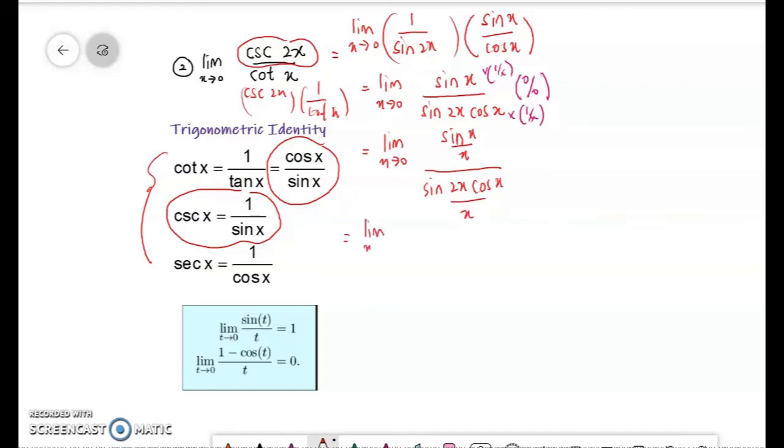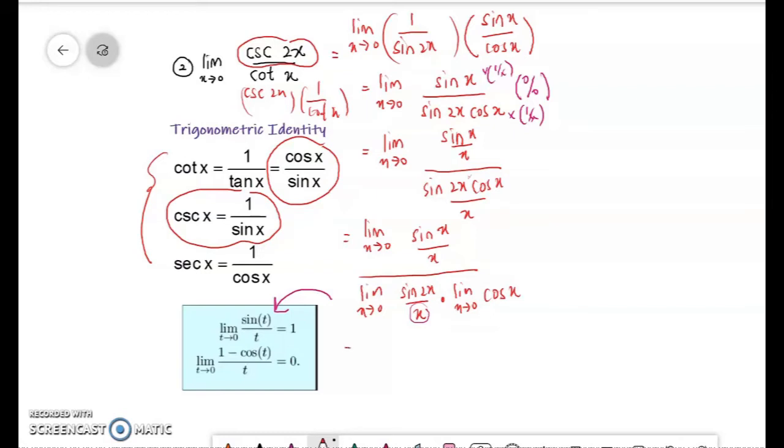So we have the limit as x approaches 0 of sin x over x here. And then the limit as x approaches 0 of sin 2x over x, times the limit as x approaches 0 of cos x. This x is only for sin 2x because we want to use this property, so no need to put it under the cosine x. Because this is a multiplication, only one factor can get the x.